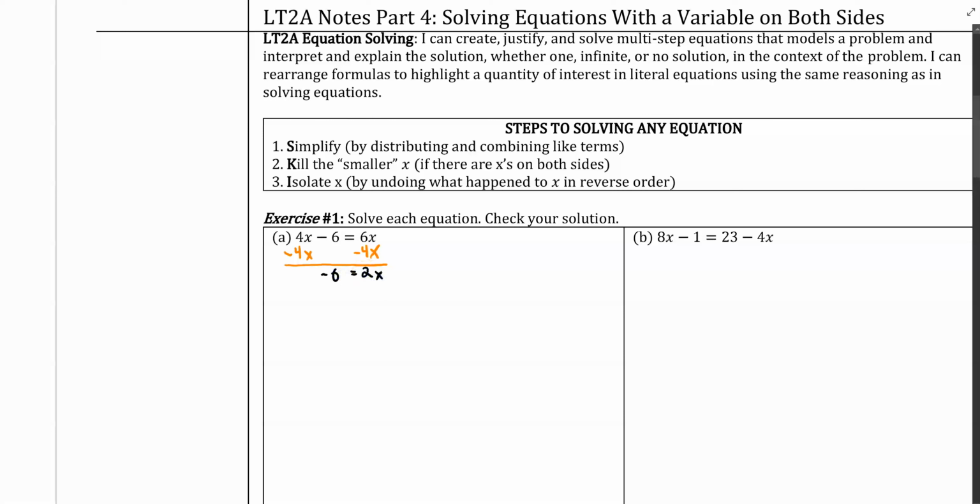Now that we have killed off the smaller x so that there is only one x term, we can then isolate x. In this case, the 2 in front of the x means that the 2 is a multiplier, and so to undo that, we are going to divide both sides by 2. And this leaves us with negative 3 equals x.